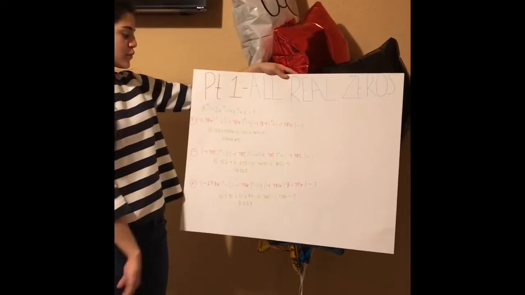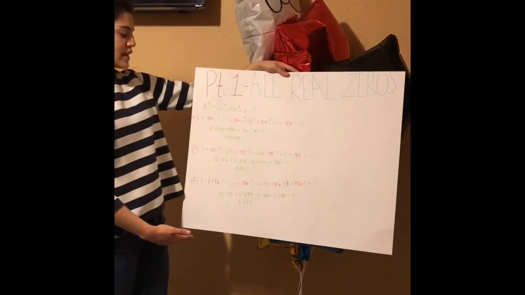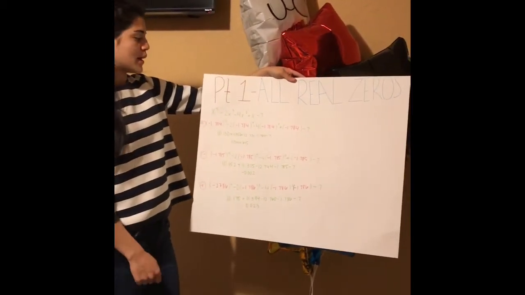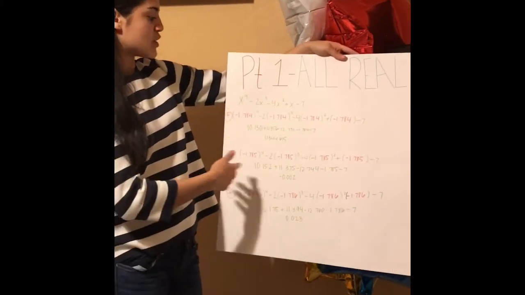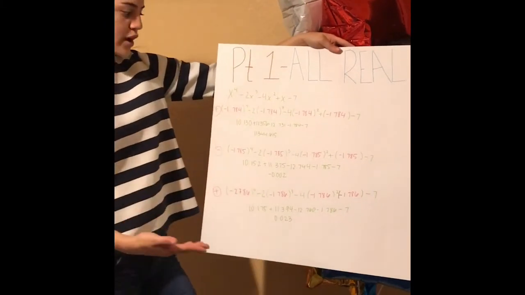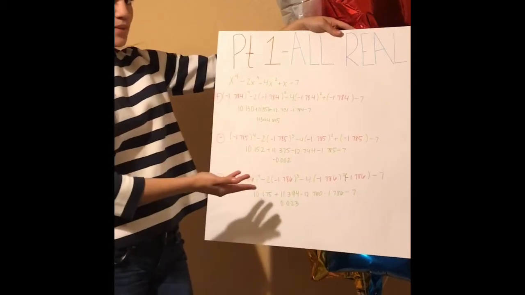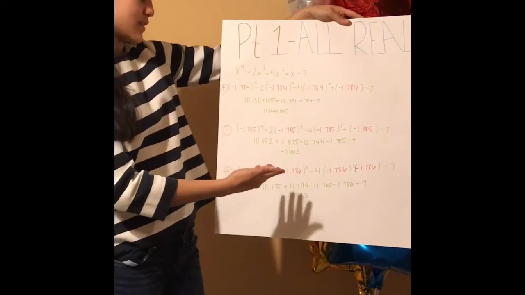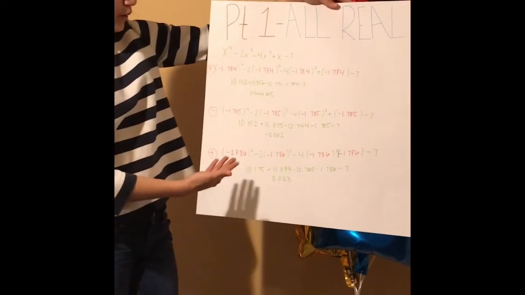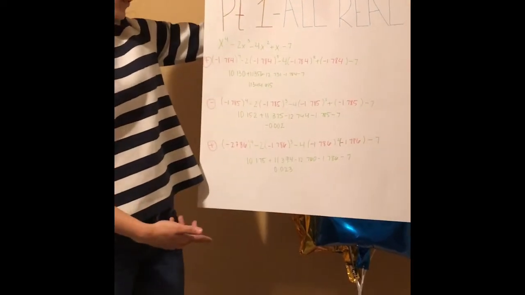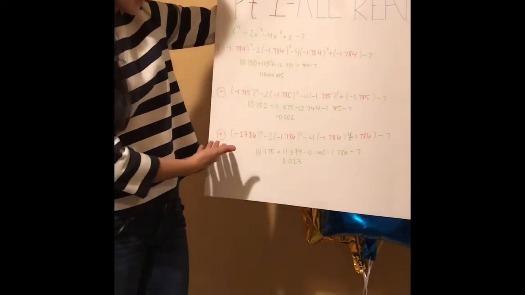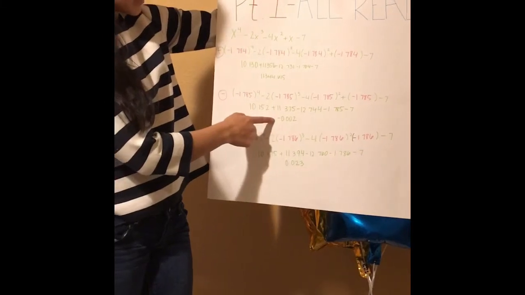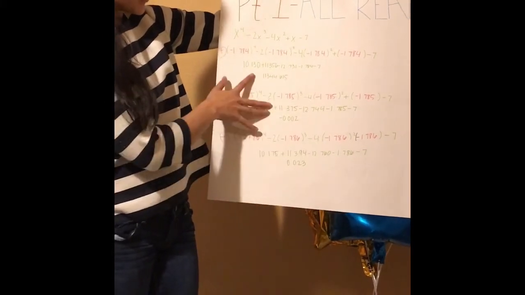This is how I got my real zeros. One of my zeros again was negative 1.785. I tested a point before that, which is negative 1.784, and I got a positive, and then I tested my x, which is negative 1.785 again, and I did a point after that, negative 1.786, and that was a positive too. So this was fairly close to both of them.